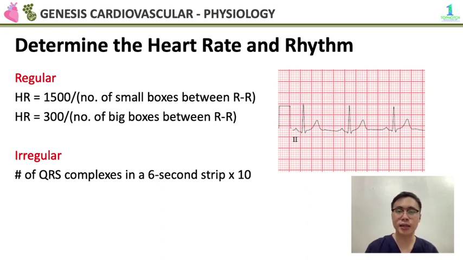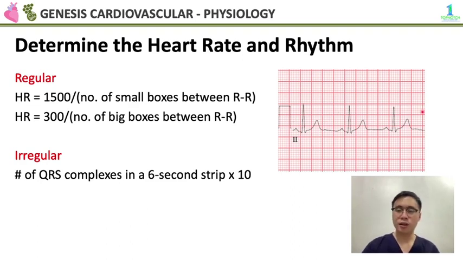Which are the small boxes? Here, guys, the small boxes here, that's 1, 2, 3, 4, 5. Those are the small boxes. Or alternatively, you can use 300 divided by the number of big boxes between R to R. It's just harder to count big boxes if it doesn't land exactly on the line. So let's try counting this. Grossly, by eyeballing, it seems regular.